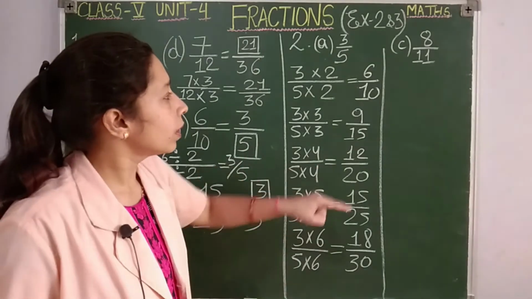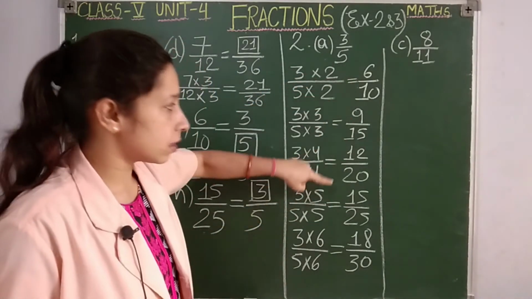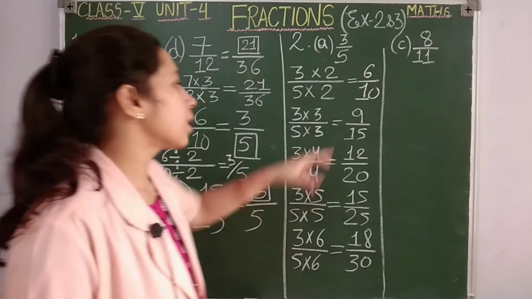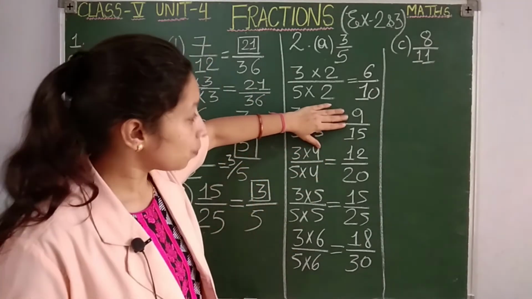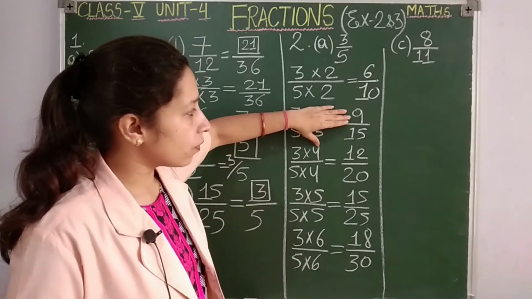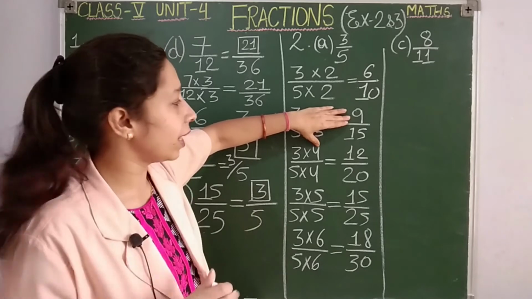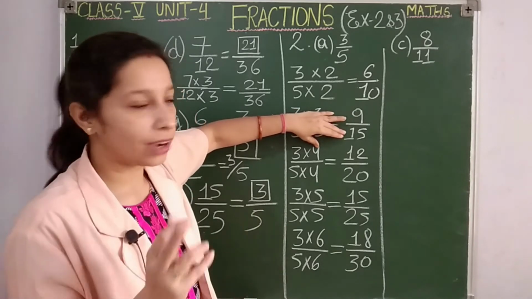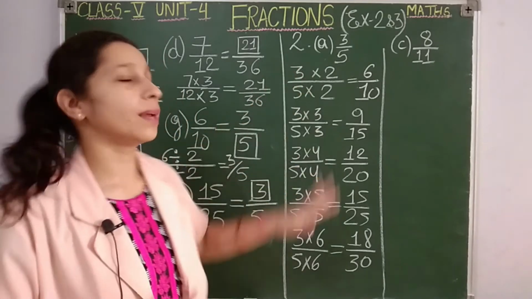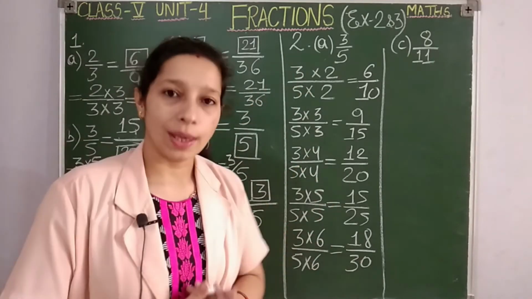And students, one more thing, when you cancel these fractions, you are going to get 3 by 5 only. Okay, suppose 9 by 15, in which table do both the numbers come? In 3's table. Let us divide 9 by 3. 3 3s are 9, you will get 3. 15 by 3, you will get 5. See, 3 by 5. For every fraction, when we solve it, you are going to get 3 by 5 only. That's why these all are equivalent fractions.